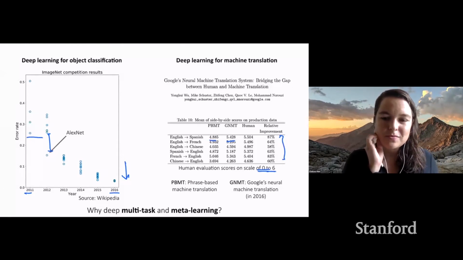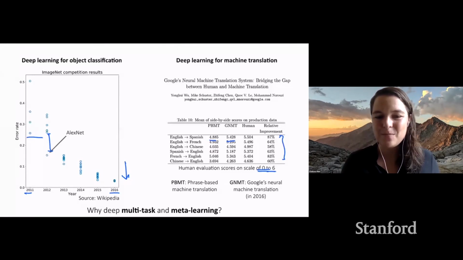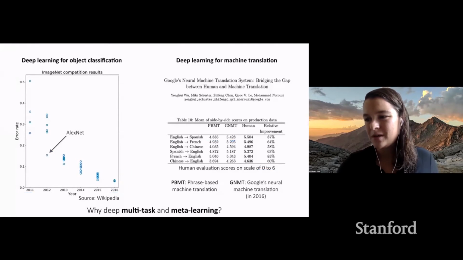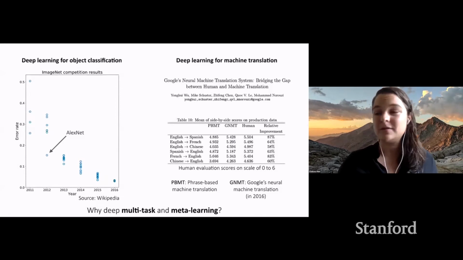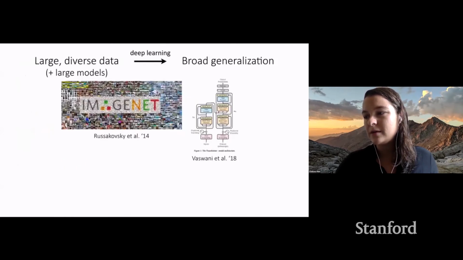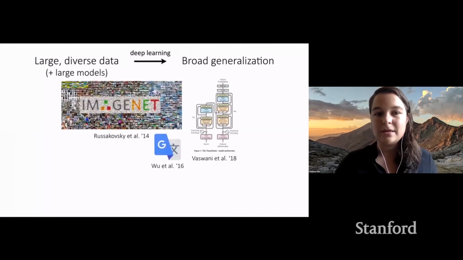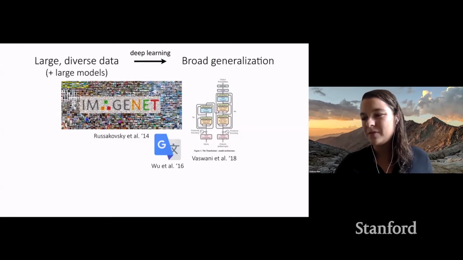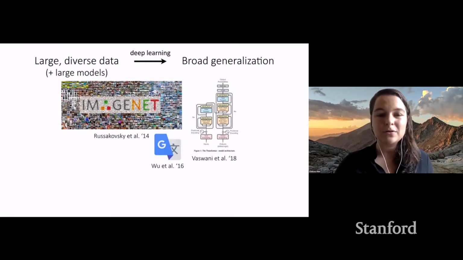Okay, so that's an explanation of why deep learning. What about multitask learning and meta learning? So one thing that we've learned from deep learning is that if we take very large and diverse data sets and combine those with large models, then the outcome of that is we get very broad generalization. We've seen this time and time again with ImageNet, with transformer models, with Google Translation.